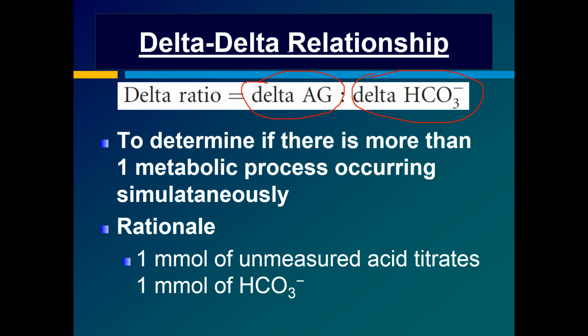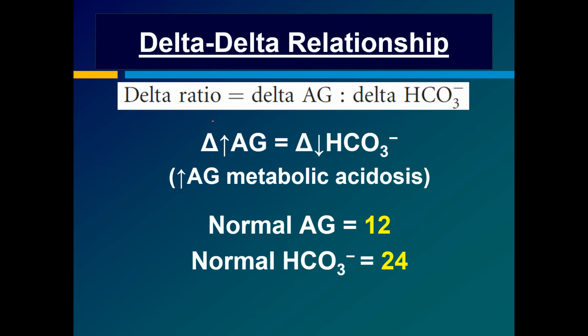So the delta-delta formula or kind of ratio is important for us to evaluate anytime we're looking at a basic metabolic profile in a patient when we're evaluating them for the potential of an acid-base disturbance. And it helps us to identify whether or not there could be more than one metabolic process occurring simultaneously. So take a look at the relationship here, and I think this will make more sense.